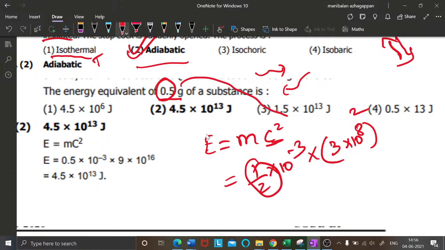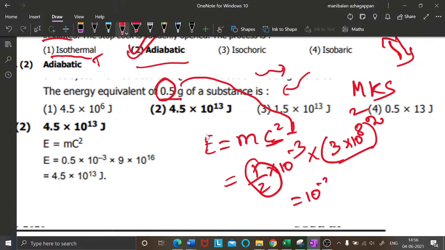Gram to kilogram. Why should I convert gram to kilogram? Whatever the problem is, you should work with meter, kilogram, second. Gram is not an SI unit, so I converted into SI unit. So, half into 10 power minus 3 into 3 into 10 power 8 whole square. You can ask one question: why are you writing 3 into 10 power 8? It is the velocity of light, which is a constant value you need to know.